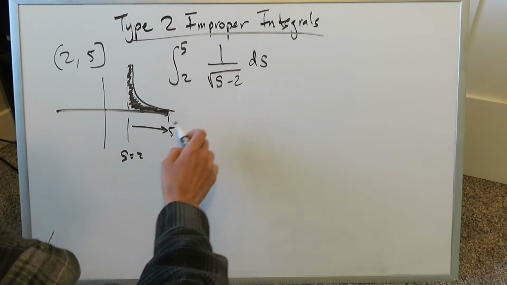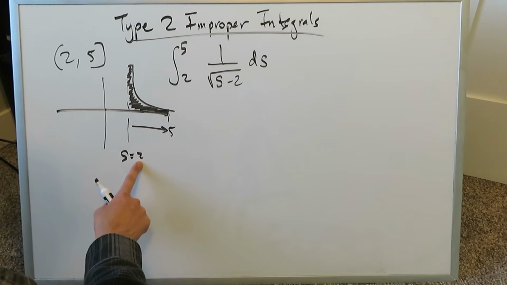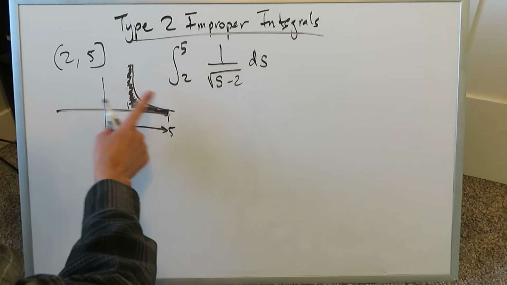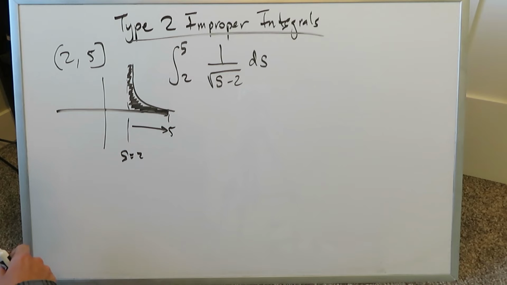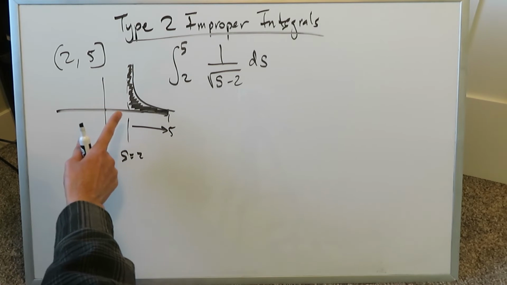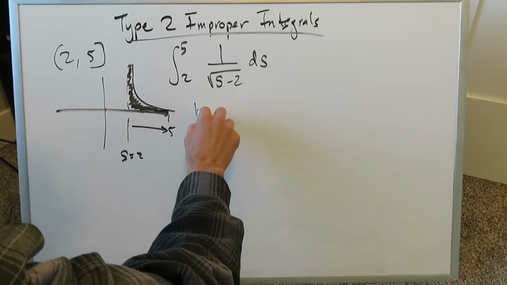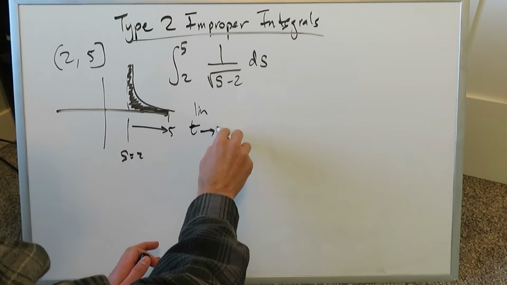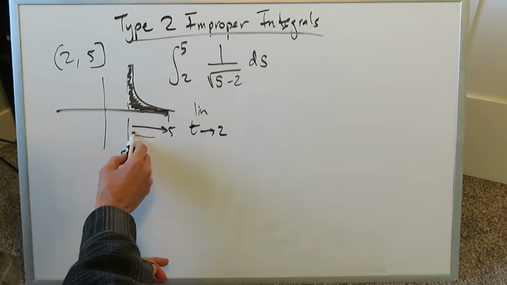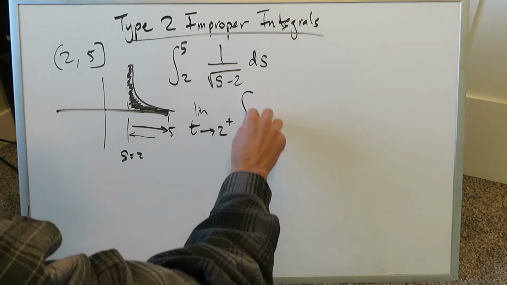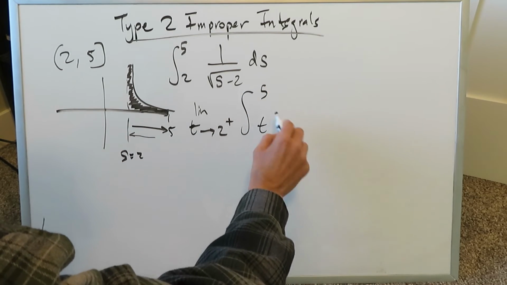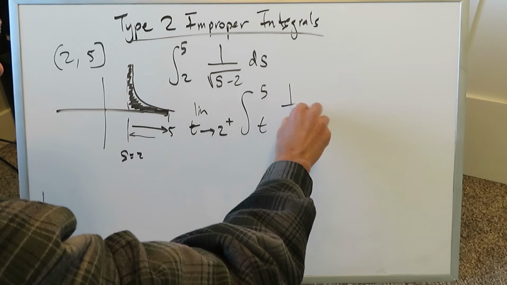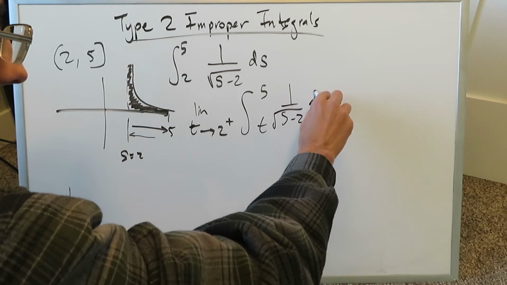Alright, let's get to it. We know we have this coming into play in terms of an asymptote, so your curve will never really reach it. It'll try to get close to it, but it'll never make it. We know here we're looking at this type of representation. Limit, as we'll use the letter t, is approaching this 2, but we're approaching this 2 from the right. We have something which looks like this, 5 and now t. This has been replaced by t. We have 1 over root s minus 2 ds.